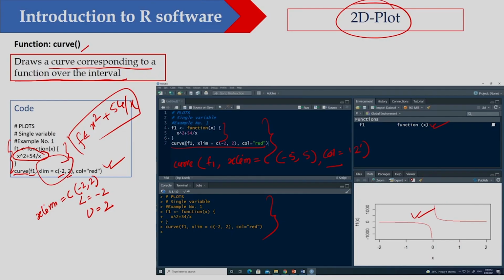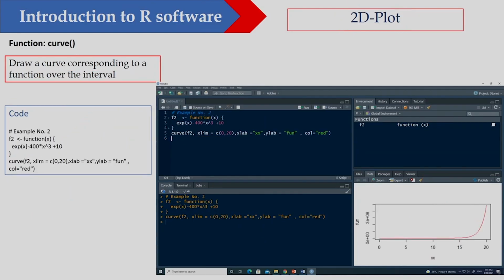Okay. Now, this is another function, the second function, that is e to the power x minus 400 x cube plus 10. Okay. So, this is the function, and this is your f2. Okay. So, here I have defined this function, this is your f2, and now I plot this function between 0 and 20. So, here the lower limit is 0 and the upper limit is 20. Okay.